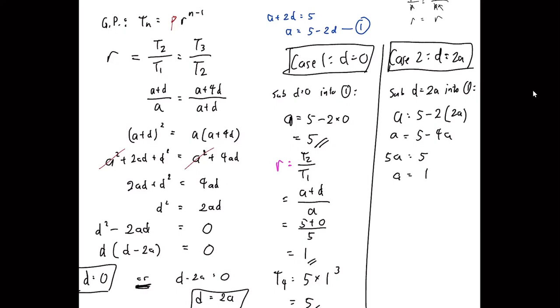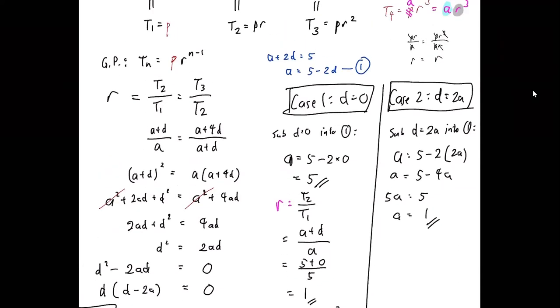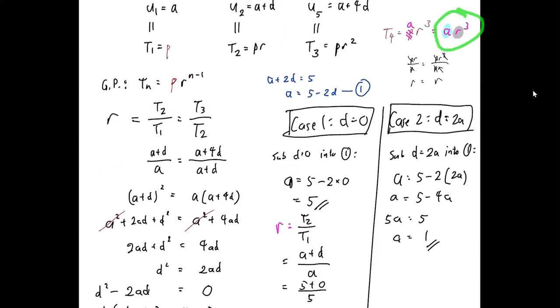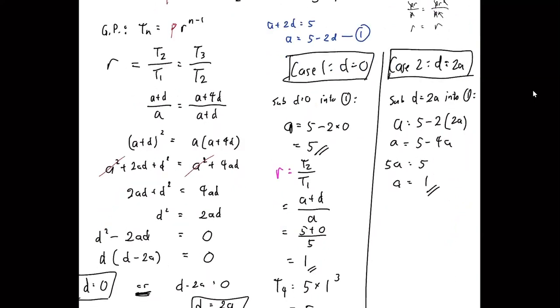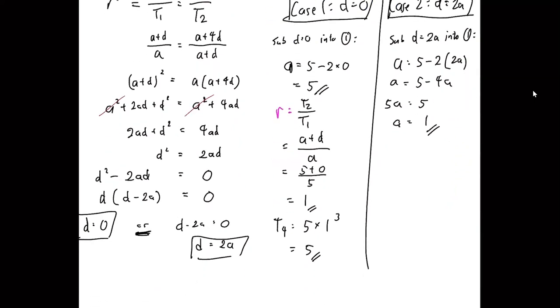Are we done? No. Now we have A. What else do we need? We also need R. Remember the formula for T4? It's still A R cube, but it's just a different value of A, different value of R. We found our A. Now it's time to find R. How to find R? Recall, R is exactly the same as the working as before.